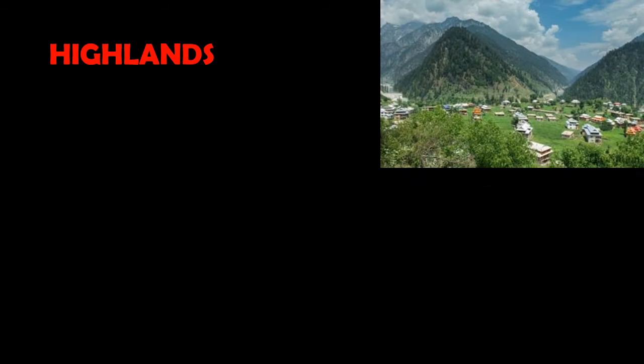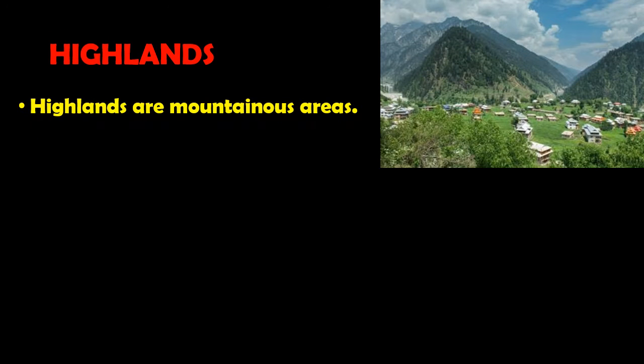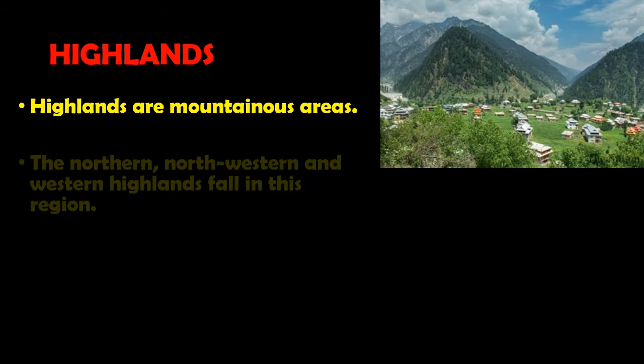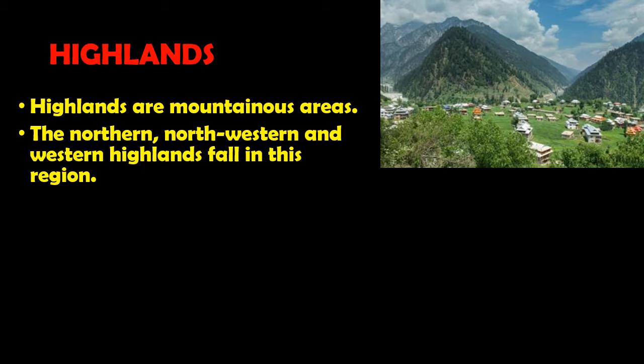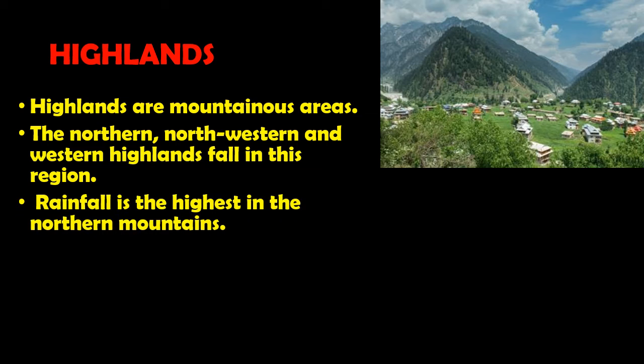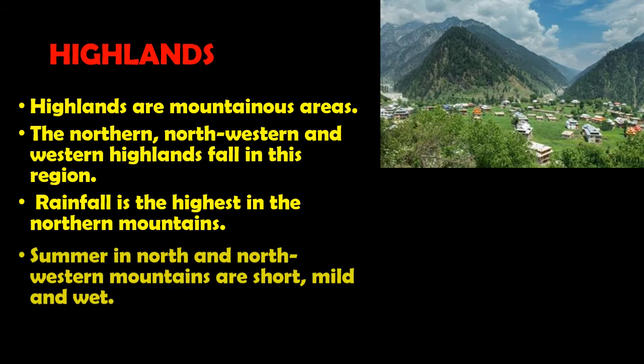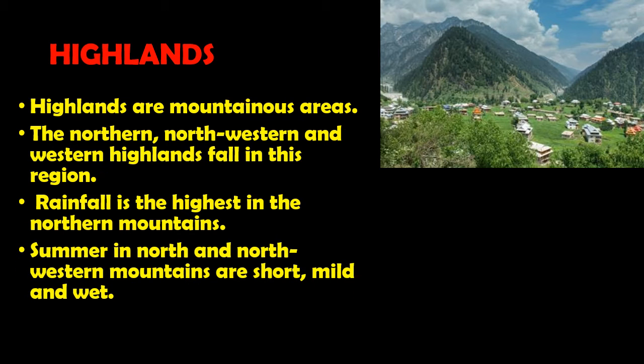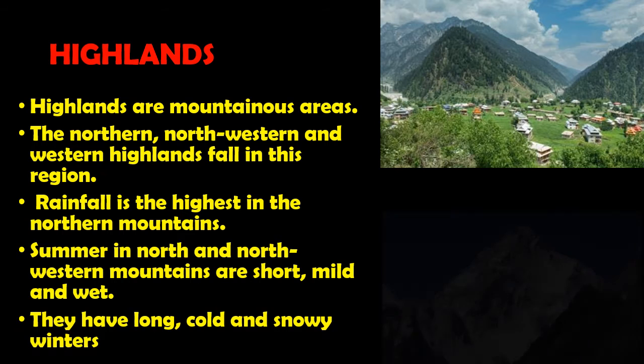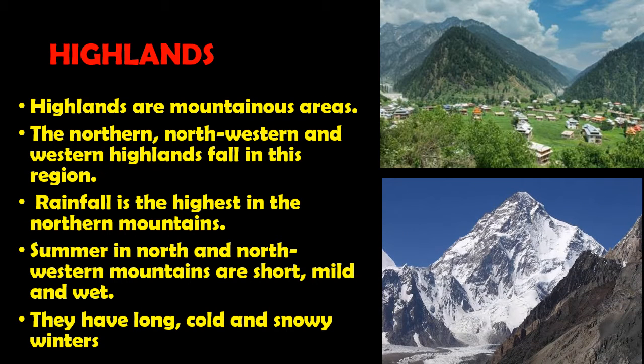So first I am going to talk about highlands. As their name indicates, highlands are mountainous areas. The northern, northwestern, and western highlands fall in this region. Rainfall is the highest in the northern mountains. Summers in north and northwestern mountains are short, mild, and wet. But in the western mountains, they are warm and dry. They have long, cold, and snowy winters.